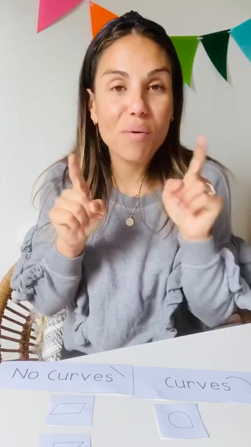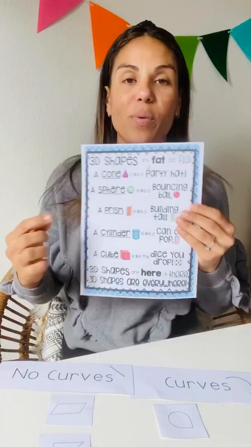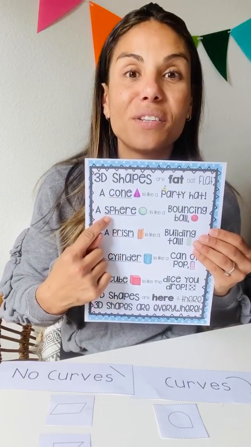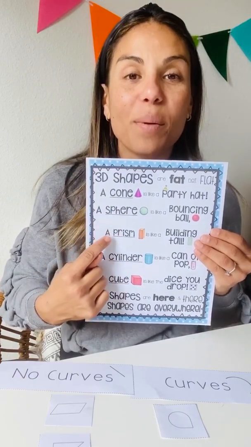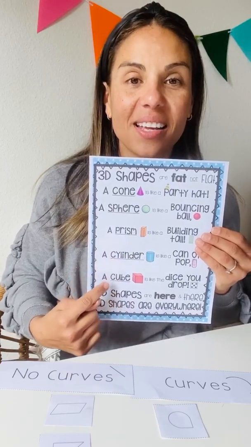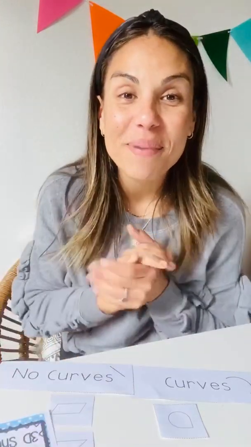I want you guys to look around your house and go on a shape hunt, and you're going to find all the 3D shapes, or share with your family that you found 3D shapes and practice the names of 3D shapes. Let's review that. We have a cone. Everyone say cone. Sphere, prism, cylinder, and cube. Good job, you guys. Do your best work.